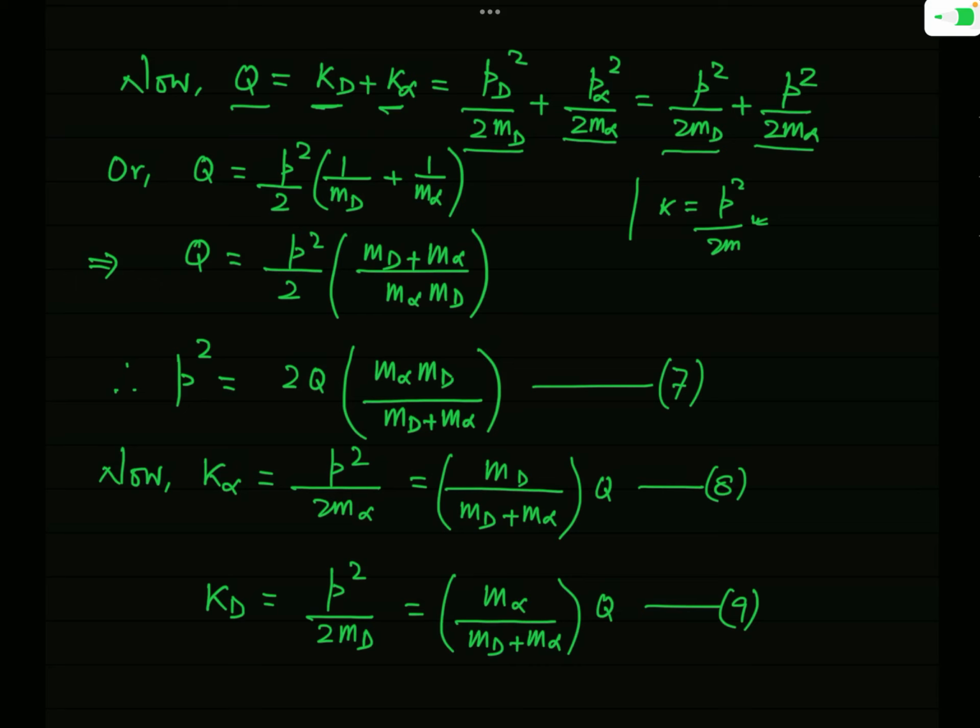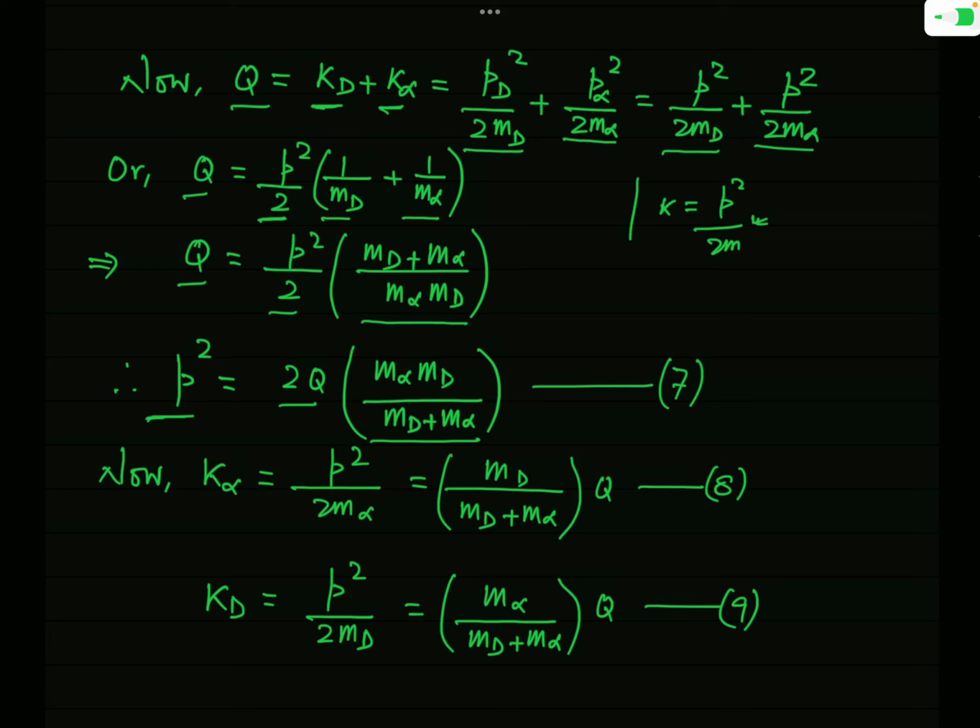Now you can take P square over 2 as a common factor. So you can write Q is equal to P square over 2 times 1 over md plus 1 over m alpha. Now take the LCM, and after taking LCM, you will get that Q is equal to P square over 2 times md plus m alpha over m alpha into md. And so from here you can calculate the value of P square, and this P square will be 2Q times m alpha md over md plus m alpha.